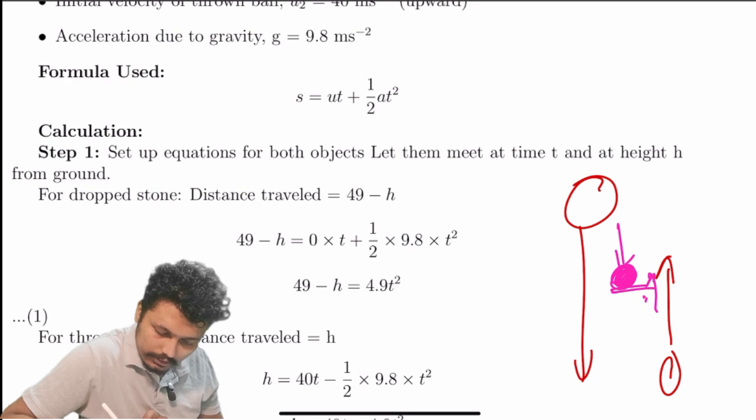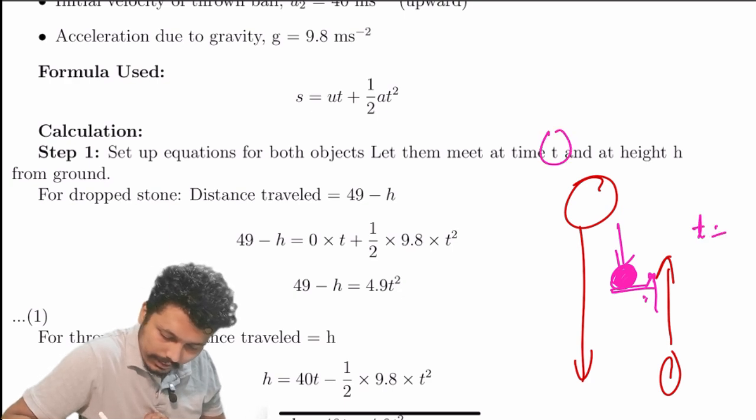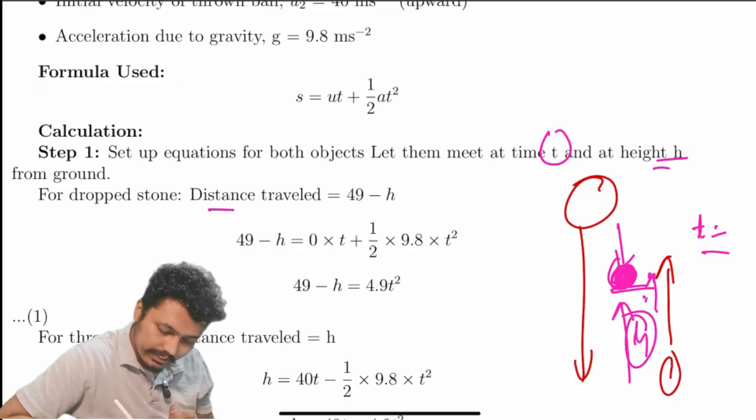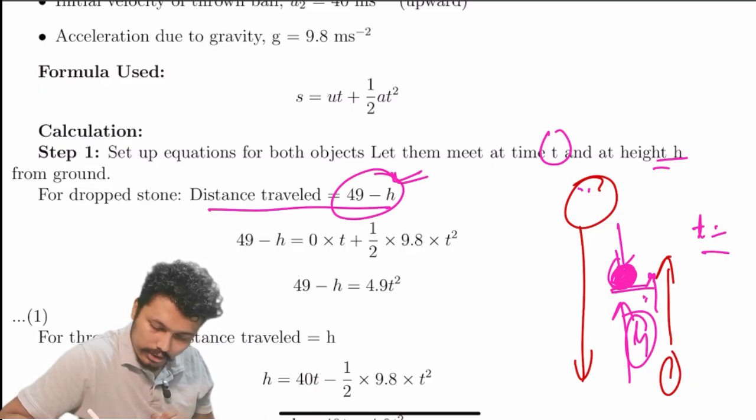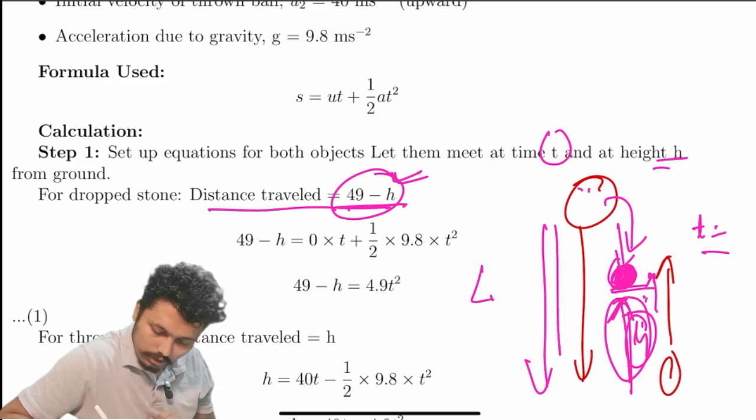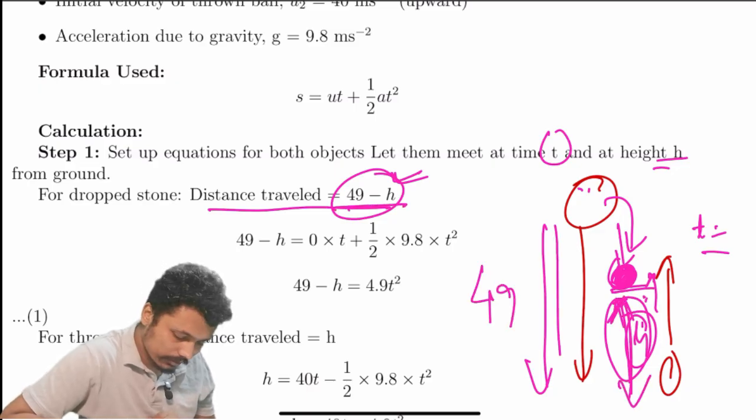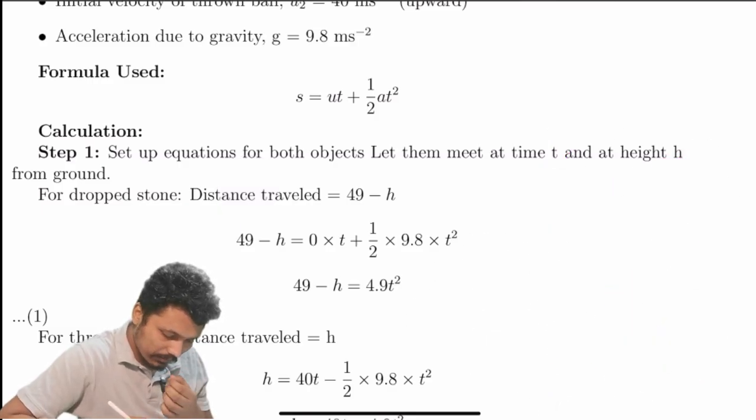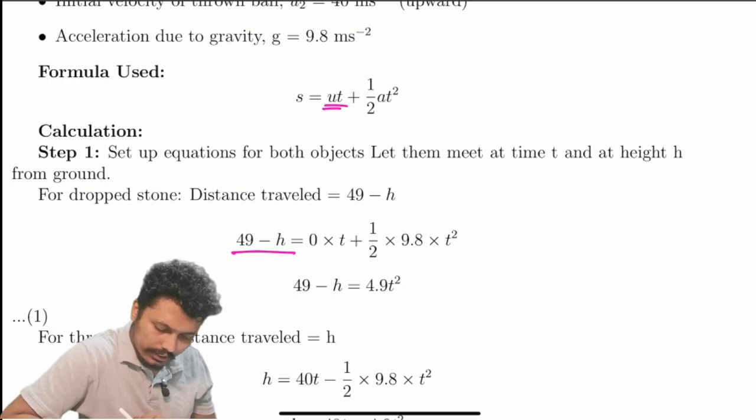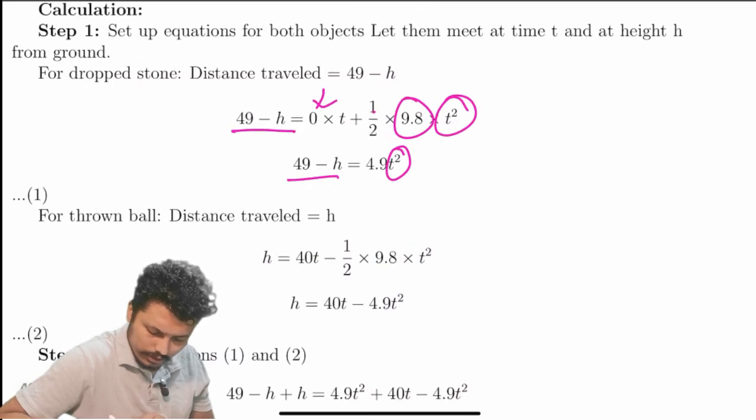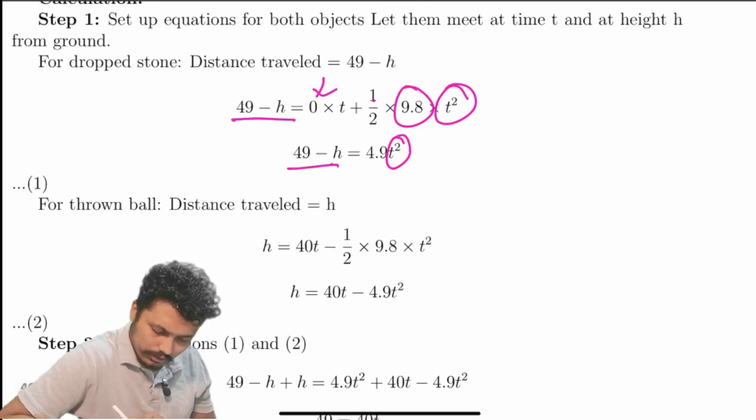Let's say the time is t, and the meeting height is h from the ground. The distance traveled by this object is 49, the total height, minus h, the smaller one. So s is 49 minus h. U, the initial velocity, is 0, so s equals half a t square. So I can find out t square and h, both of which I don't know.